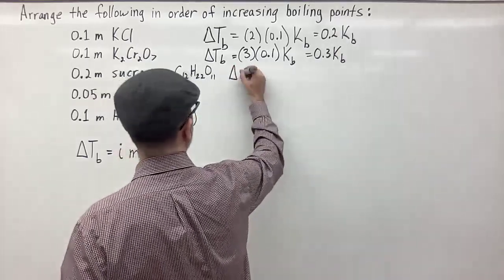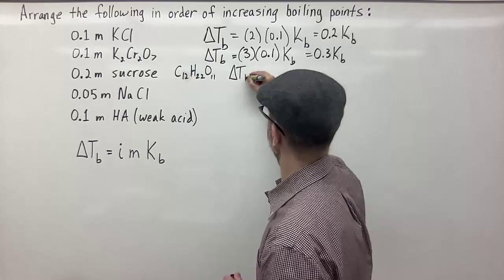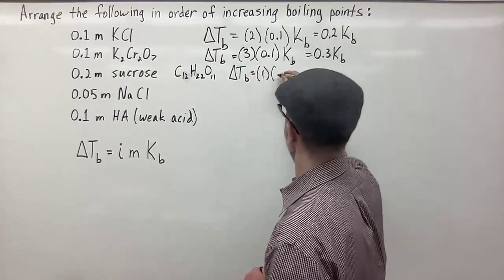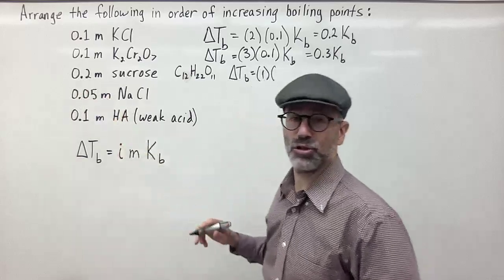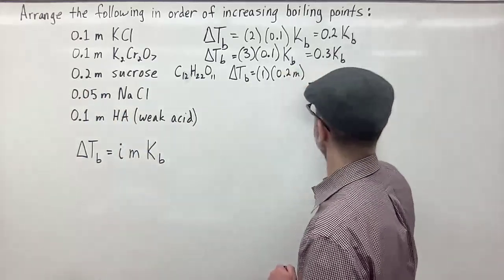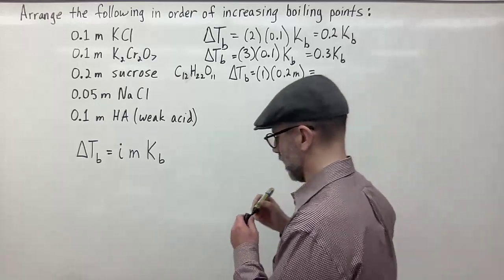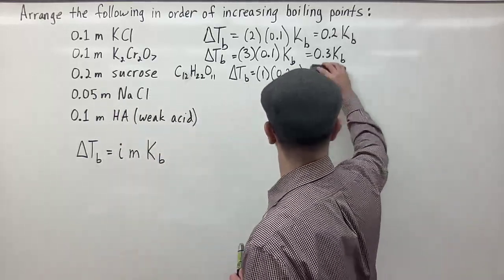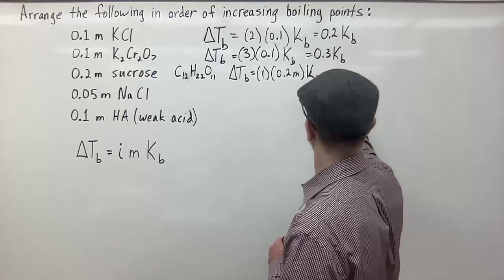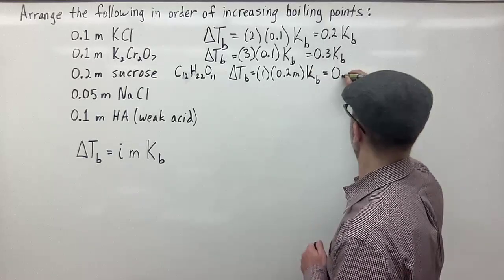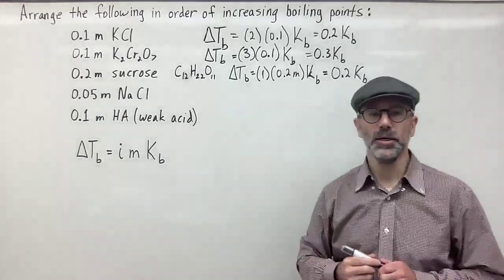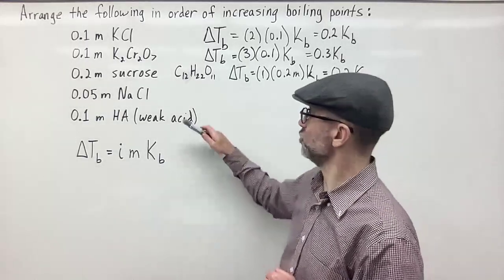So here the change in the boiling point temperature is going to be equal to 1 multiplied by 0.2 molal. So it's going to be 0.2, and then, oops, I forgot the Kb. That's going to be multiplied by Kb. And so I get 0.2 Kb for my sucrose.